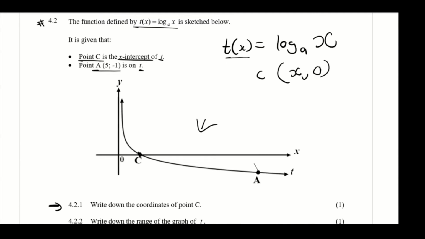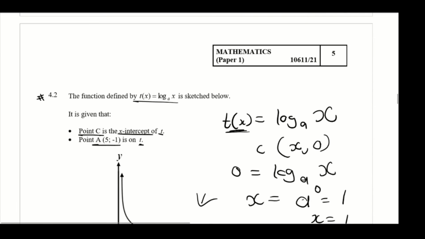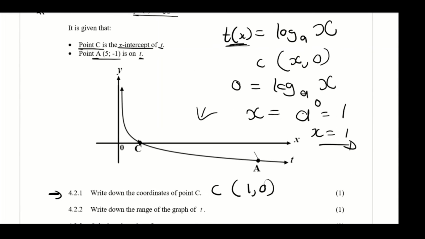So meaning here at t of x, we're going to write 0 is equal to log of base, we don't know the base, so you're just going to write a, and then x. Then to write properly, you're going to say x is equal to a to the power of 0. Anything to the power of 0 is 1. So meaning our x value is 1. So x is equal to 1. Therefore, your C in this case is going to be (1; 0). That's why it's 1 mark. So it's going to be (1; 0). So this is your answer for 4.2.1.